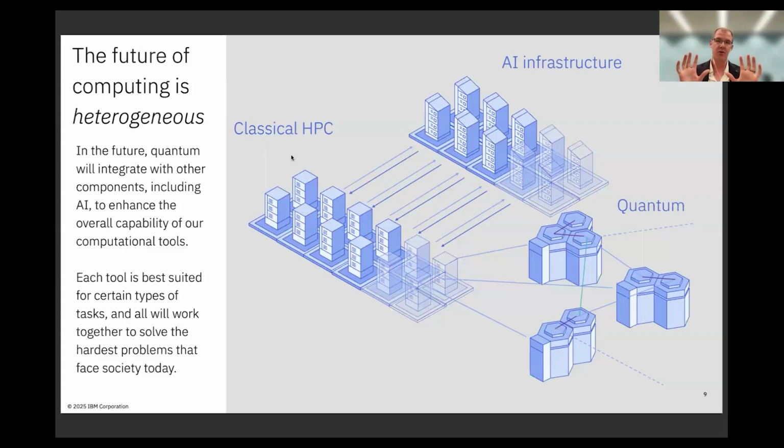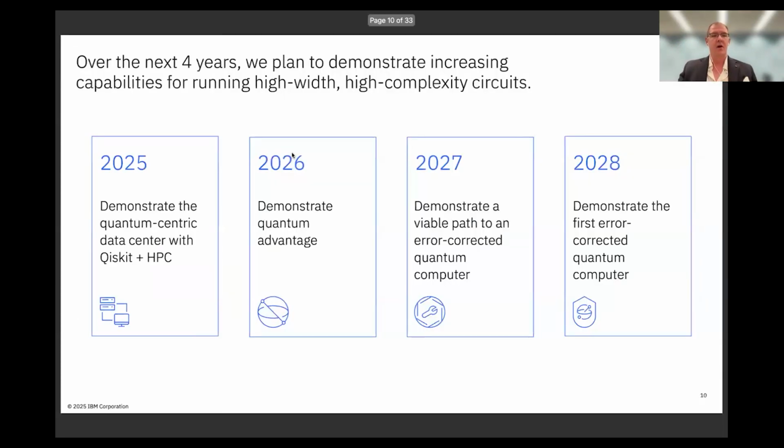And so with this backdrop on infrastructure, I want to make a slight pivot. I want to talk a little bit about, suppose that you've built all this fancy hardware and you've made it available to the public. What do we expect people to do with it? Well, we plan to increase our capabilities for running high width, high complexity circuits over the next several years.